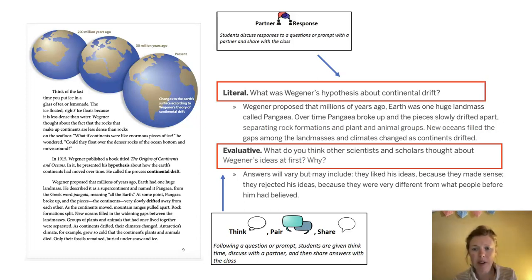Okay, you and your partner agreed that other scientists and scholars liked his ideas because they made sense. I see over here that this pair disagrees. Can you share why you disagree? Oh, you and your partner agreed that his ideas were rejected because they were different from what people before him had believed.